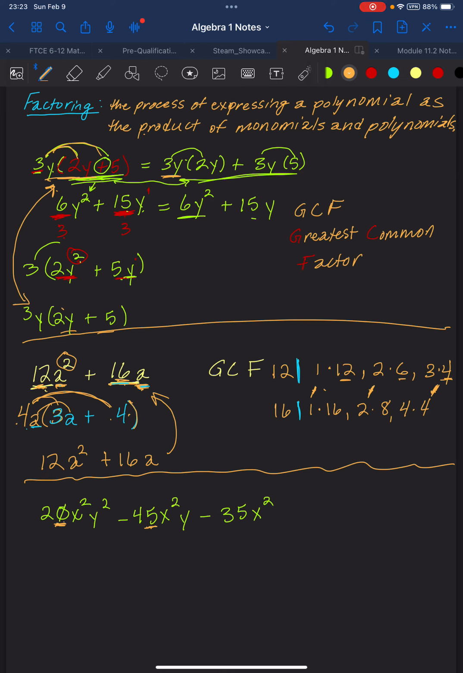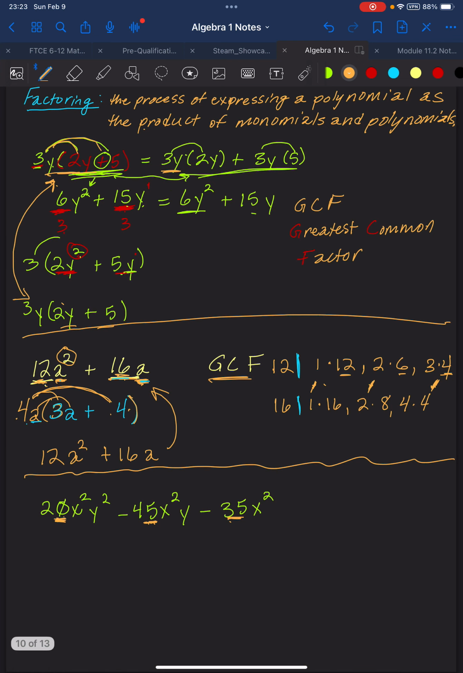Now remember, when we factor, we're technically dividing each term by the largest number that we can divide each number by. It has to be the same. It has to be the same number that's the largest that we can divide each term by. Okay? That's where we get greatest common factor from. So in this case, the largest number I can divide 20, 45, and 35 by is 5. So remember, I'm going to factor that 5 out. So I pull that 5 out. Now, we did our greatest common factor.